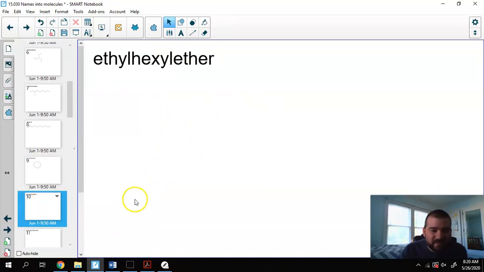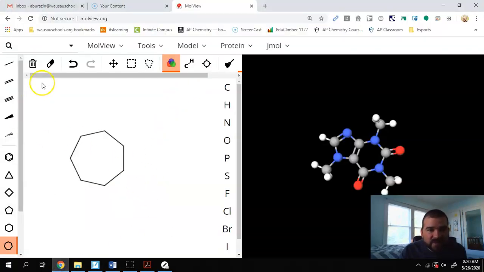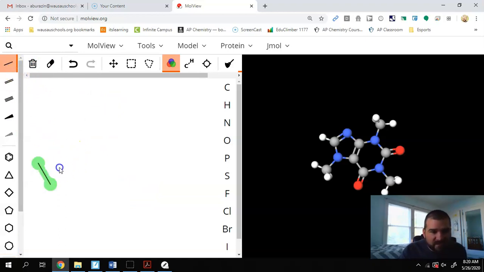Ethyl hexyl ether. So an ether is where you have an oxygen in the middle of your carbon chain, and you name both sides. So one of the carbon chains on one side of the oxygen is 2 carbons long because of eth. The other carbon chain on the other side of the oxygen is 6 carbons long because of hex. So what we have is 8 carbons in total with an oxygen after the second carbon. So two carbons on one side, 6 on the other.